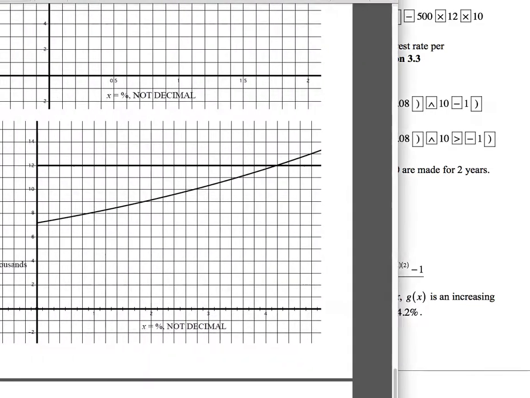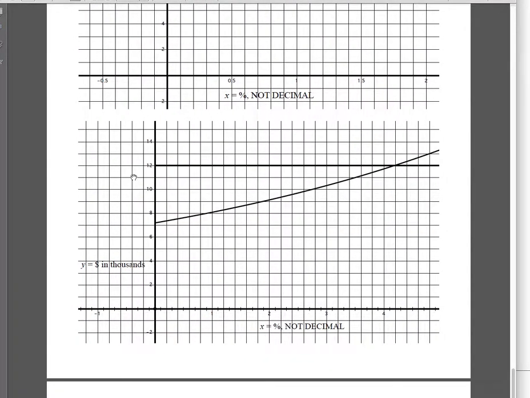And so if you look at the graph, you see that y is dollars in thousands. Well, we want to know when this future value function is going to reach 12,000. So what we do is, on our blank graph, we get a ruler and we draw the line at 12, or we just look and see where this intersects $12,000. And it looks like it intersects it at 4.2.